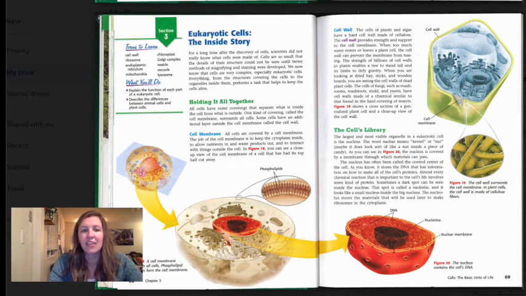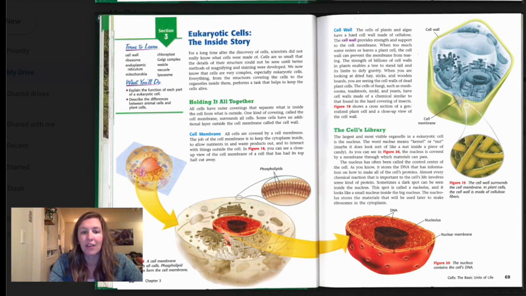So, eukaryotic cells, the inside story. For a long time after the discovery of cells, scientists did not really know what cells were made of. Cells are so small that the details of their structure could not be seen until better methods of magnifying and staining were developed. We now know that cells are very complex, especially eukaryotic cells. Everything from the structure covering the cells to the organelles inside of them performs a task that helps keep the cells alive, holding it all together.